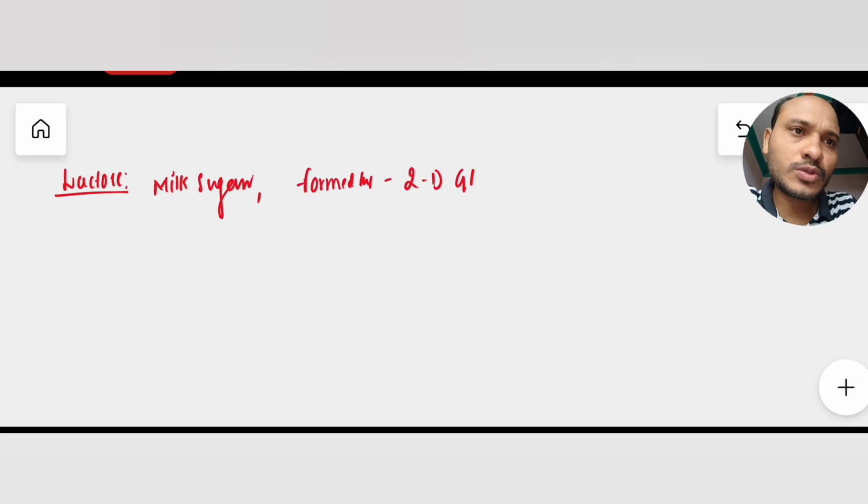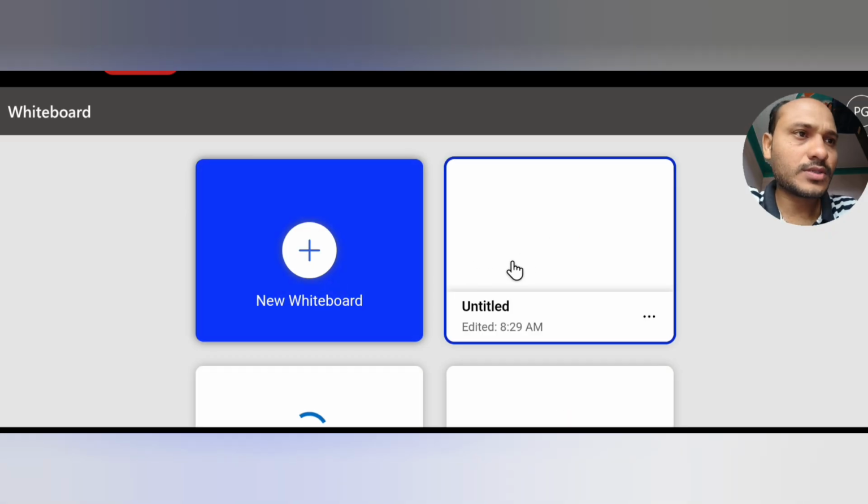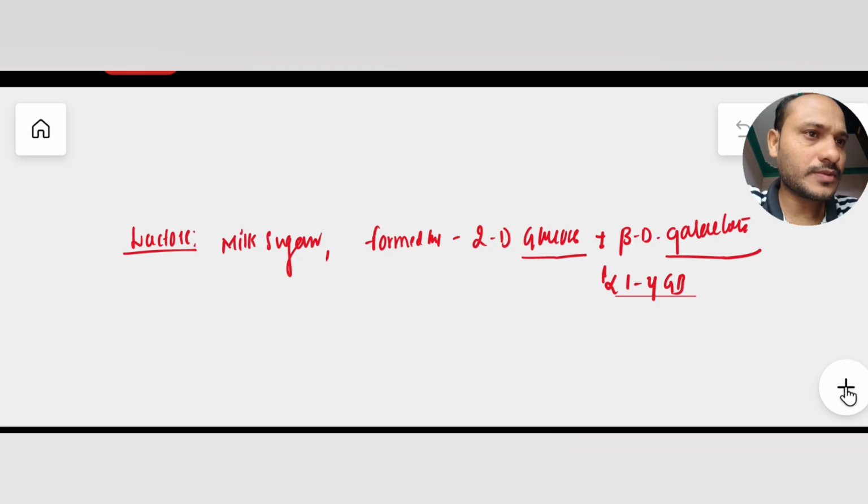Okay. So the next disaccharide is lactose. The common name for lactose is milk sugar, and this milk sugar is formed by beta D-galactose and D-glucose. So this lactose is formed between two monosaccharides, one is glucose, the second one is galactose, by a beta 1,4 glycosidic bond. How it is formed, we will discuss here.